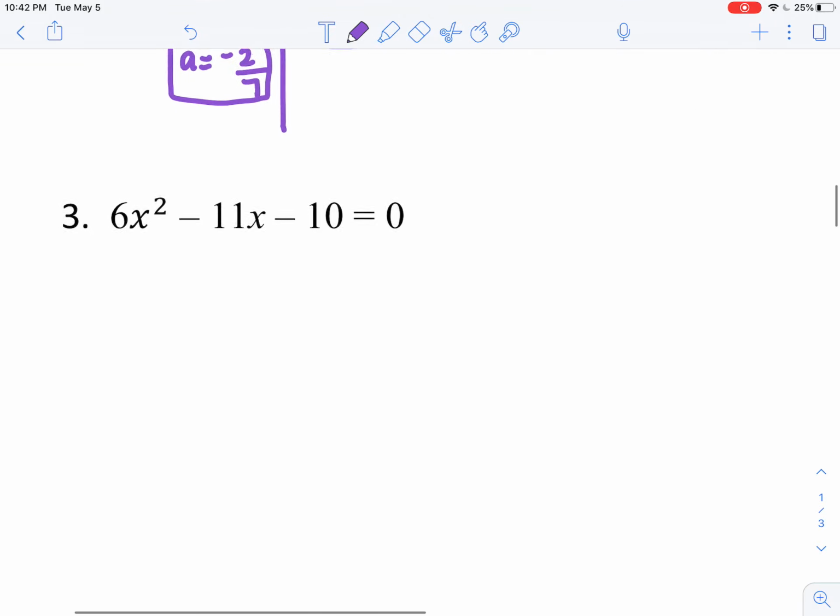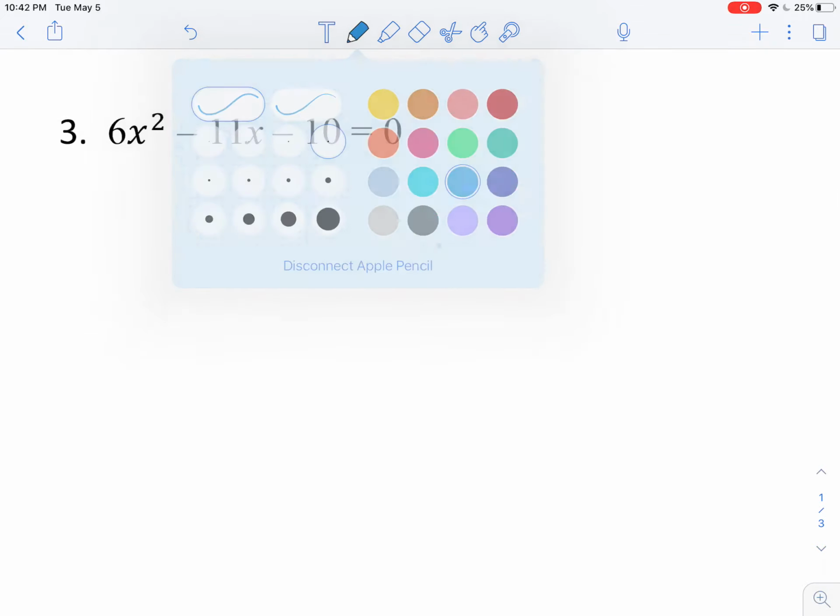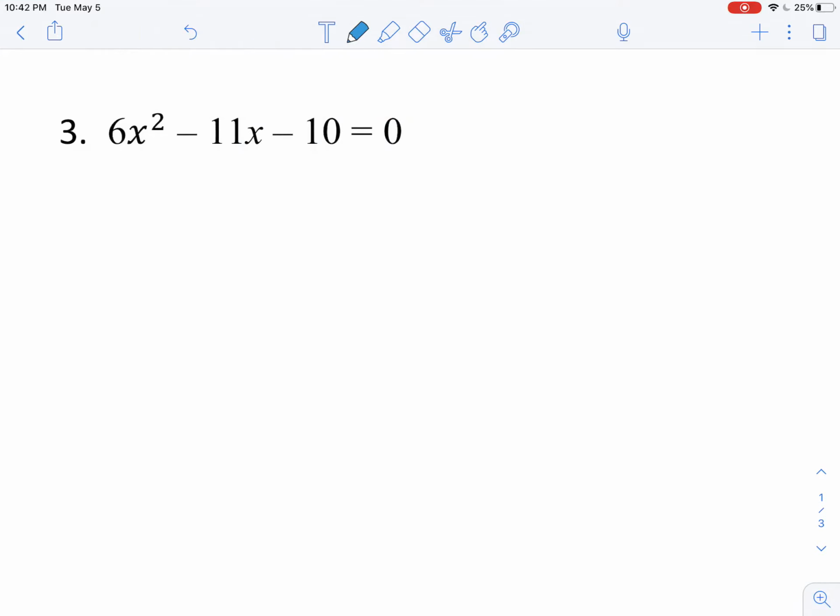Okay, let's do one last example. In question number 3, we have 6x squared minus 11x minus 10 equals 0. So we're going to solve. Our terms are already in descending order. They're already on one side of the equation. Our squared term is positive, so we can go ahead and factor right away. Since we have a leading coefficient of 6, we use our a times c method. So when I multiply a times c, 6 times negative 10 is negative 60. We need the factors of negative 60 that add up to negative 11.